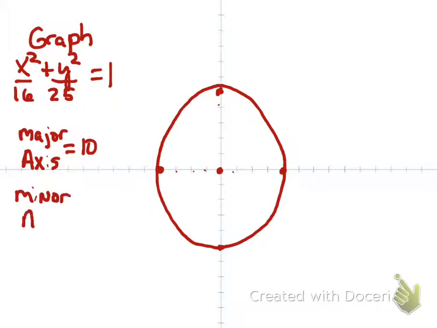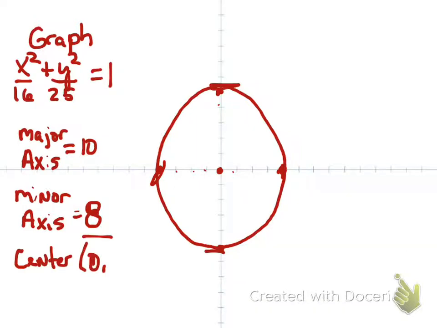Minor axis, 4 times 2 is 8, going 4 to the left and 4 to the right. Basically what we're saying here is that to go from, say, here to here, it took 8 units. To go from here to here, it took 10 units. And the center is at 0, 0. Okay, now vertices. The vertices are the ones on the major axis.